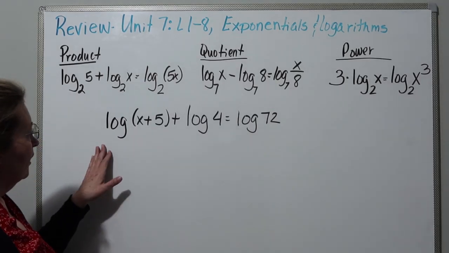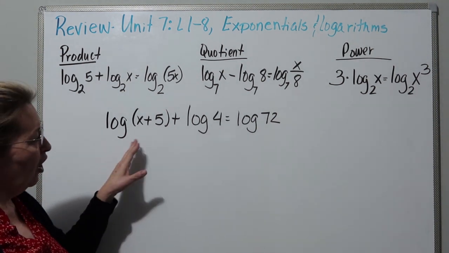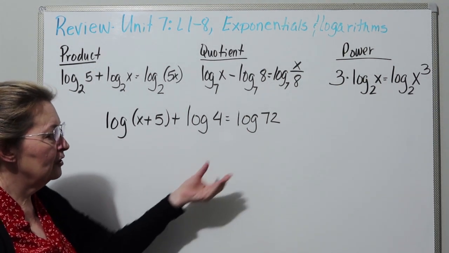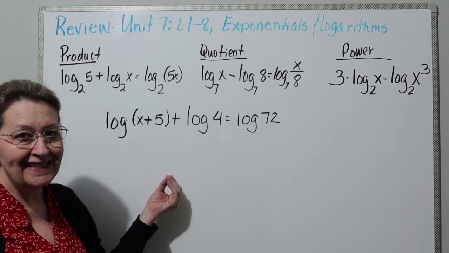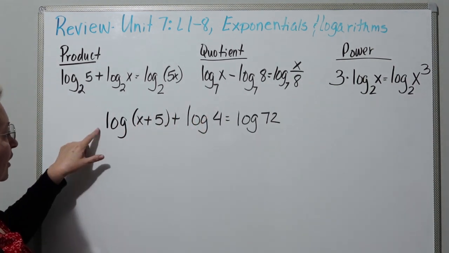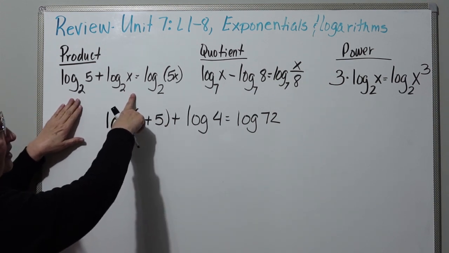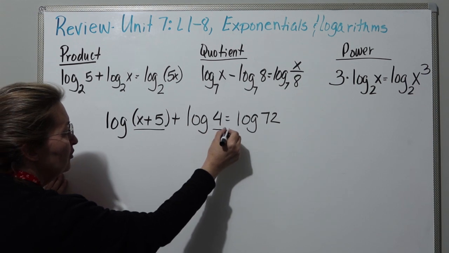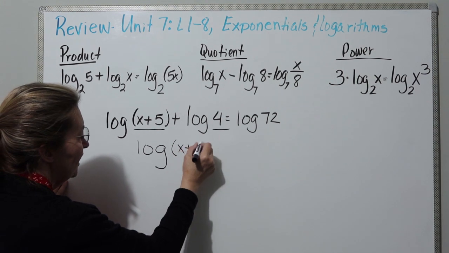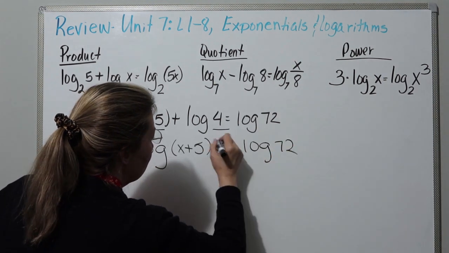Here's my problem. Log of x plus 5 plus log 4 equals log 72. Notice these are all base 10 logs, but I don't have 1-to-1. I don't have 1 log over here and 1 log over here. So I need to condense these. I look for which property can I use, one of the 3. There's no exponents in front of them, so it's not power. It's got a plus sign, so I know I'm going to need the product. So I take the argument of each one, keep your log, and I multiply them together. So it's going to be log of x plus 5 times 4 equals log 72.